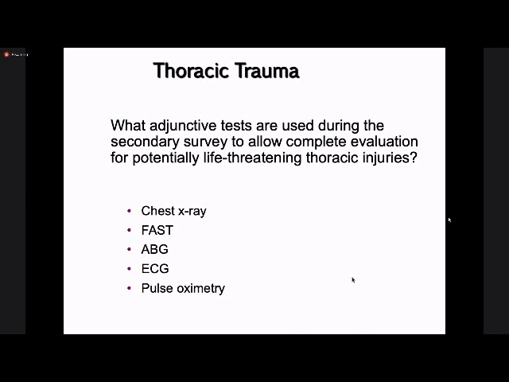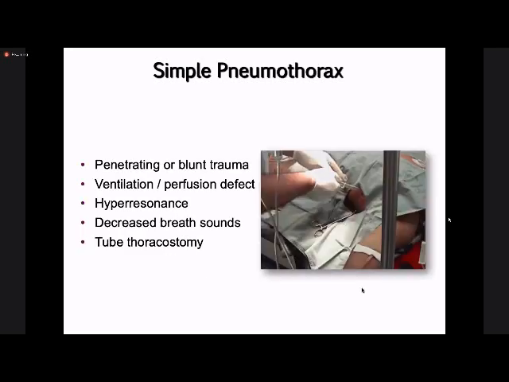Plus, all these patients get a FAST scan done, focused assessment of sonography in trauma. It's a focused area. We look at the pericardium, the left upper quadrant, the right upper quadrant, and the pelvis, and in the extended one, we look at the lungs to see whether there's a pleural effusion or a pneumothorax. Additionally, ECG, arterial blood gas, and pulse oximetry will tell us whether this patient is adequately oxygenated and ventilated, what the cardiac rhythm is, and what the saturation is. So all these will help us in making diagnoses and making decisions.